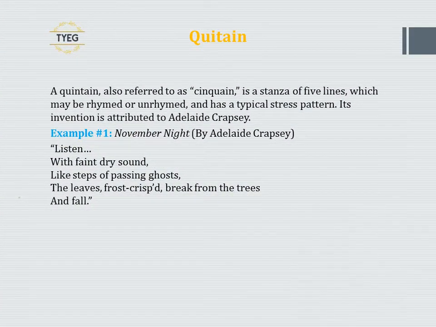Quintain. A quintain, also referred to as cinquain, is a stanza of 5 lines, which may be rhymed or unrhymed, and has a typical stress pattern. Its invention is attributed to Adelaide Crapsey. Example number 1, November Night, by Adelaide Crapsey. Listen, with faint dry sound, like steps of passing ghosts, the leaves, frost-crisped, break from the trees and fall.